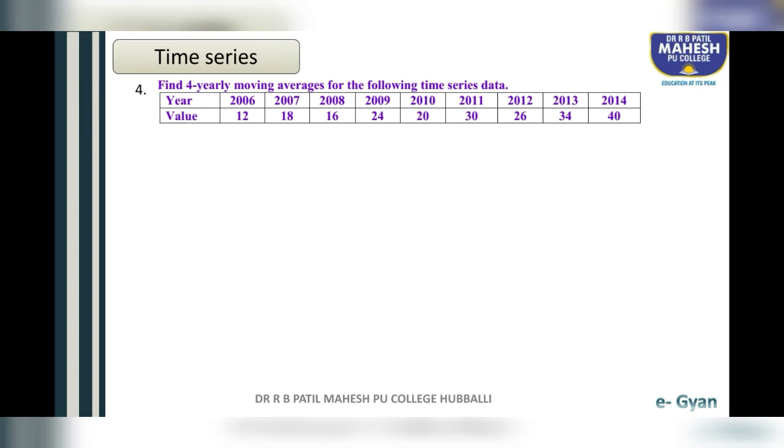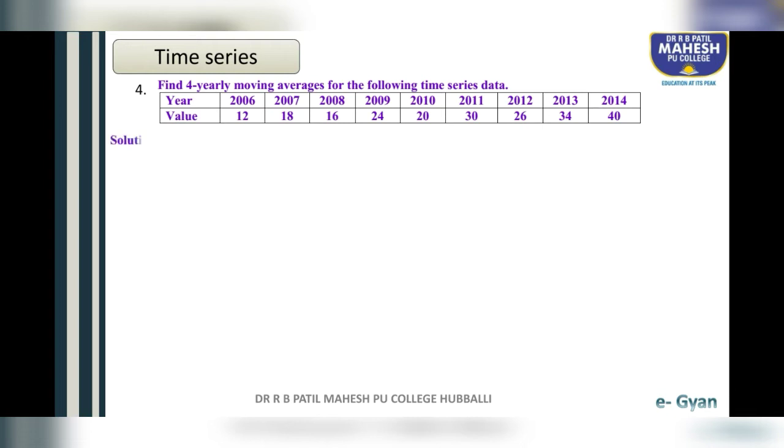Students, so it is 4 yearly moving averages, right? So 4 yearly is an even number. We solved 3 yearly and 5 yearly. These two are odd numbers and the calculation is the same. But for 4 yearly moving averages, it is an even number. So if it is an even number, there is a slight change.